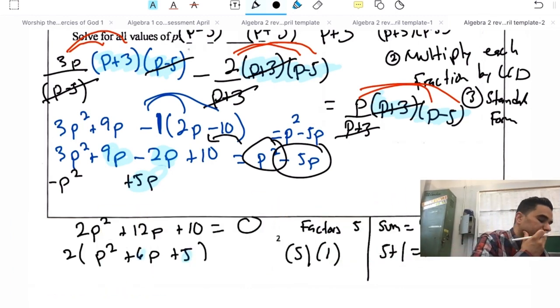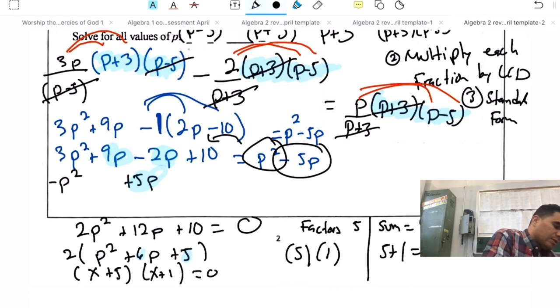Okay. And so that becomes x plus 5, x plus 1. And so we get the opposite signs there. So x equals negative 5, and x equals negative 1.